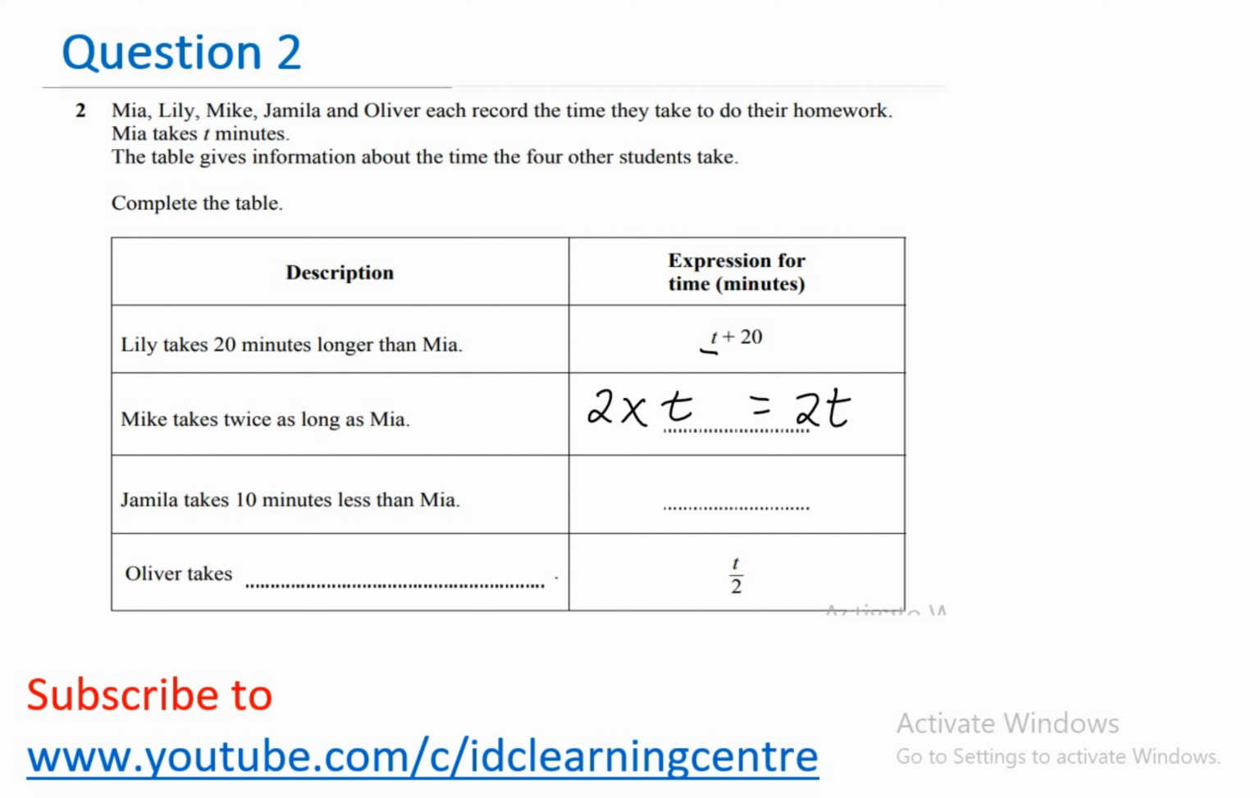Jamila takes 10 minutes less than Maya. If Maya is T, less you subtract, more you add. So Jamila's time will be T minus 10. Now, Oliver takes T divided by 2, it simply means that Oliver takes half as long as Maya. So I'm going to write half as long.